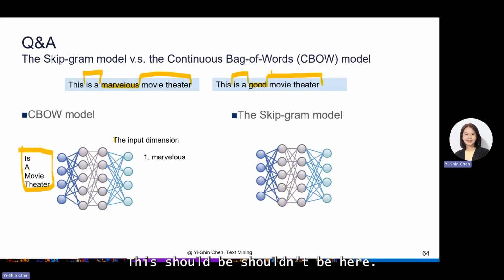I apologize. This shouldn't be here. Okay, this actually belongs to the next statement. So let me try to remove it.